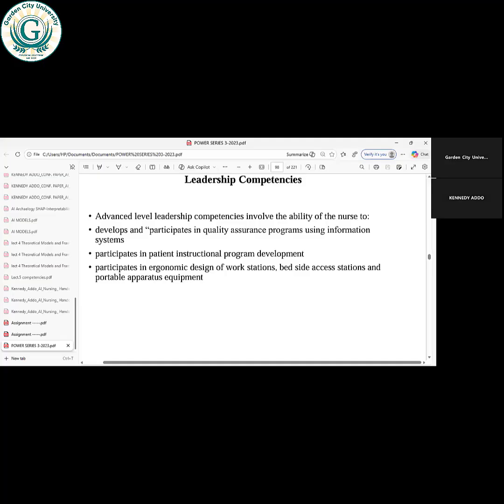Then the last one is what? Ergonomic design of workstations, bedside access stations, and portable apparatus equipment. We are looking at ergonomic use of computers. When you go abroad, I think they pay more attention to the setup, because you see the computer mounted on the table. Then you also see a chair where your back may rest against the chair.